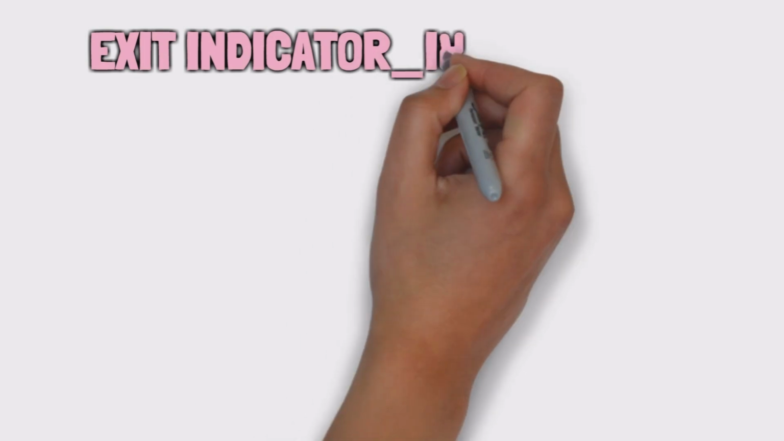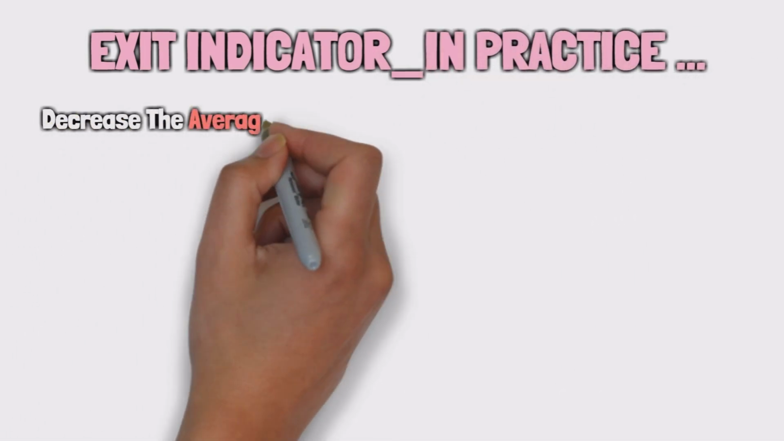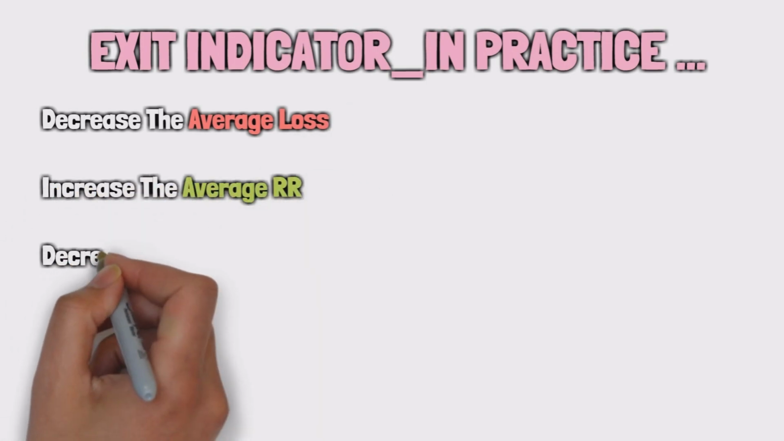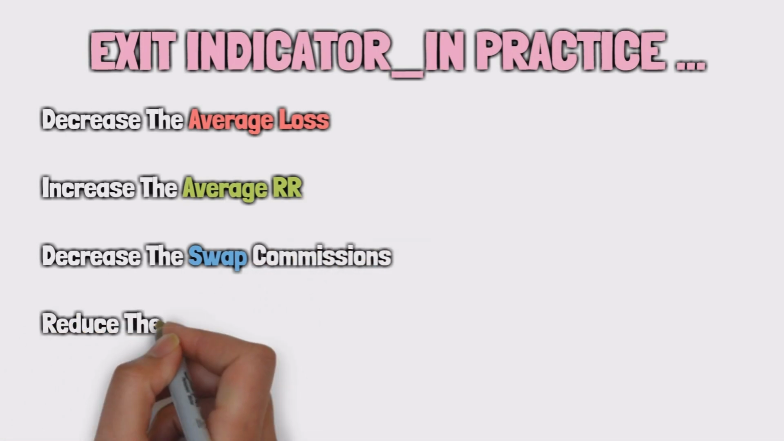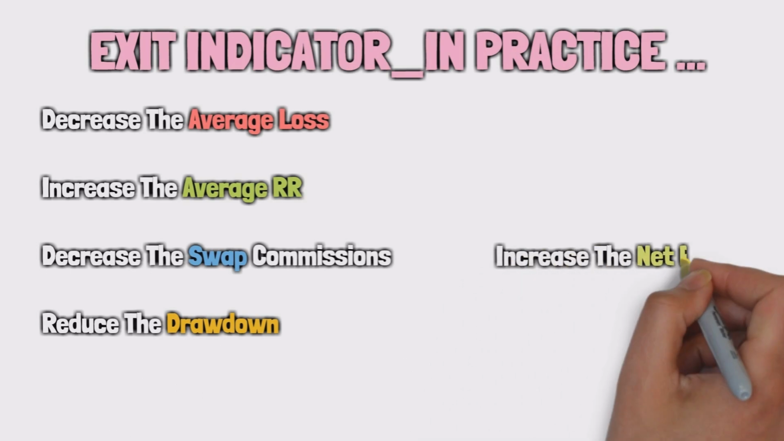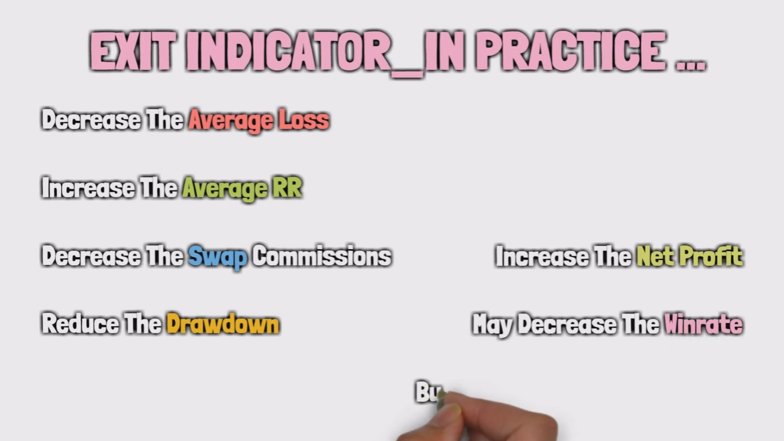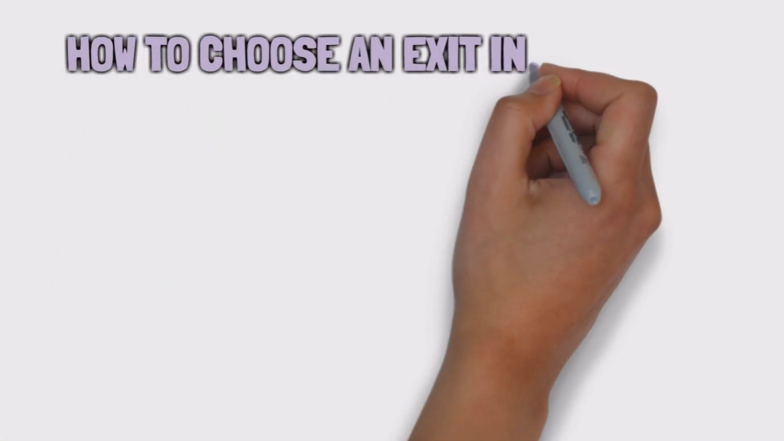As such, an exit indicator will, in practice, decrease the average loss of our strategy, thus increasing our average risk to reward ratio. It will decrease the swap commissions paid to the broker, and it will decrease the drawdown of the strategy while increasing the net profit. We may see a slight decrease in the strategy's win rate, but that won't be a problem, because the strategy's efficiency will increase.